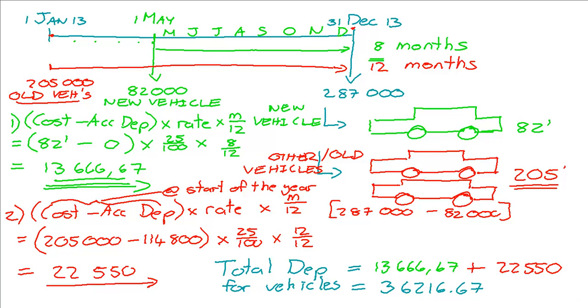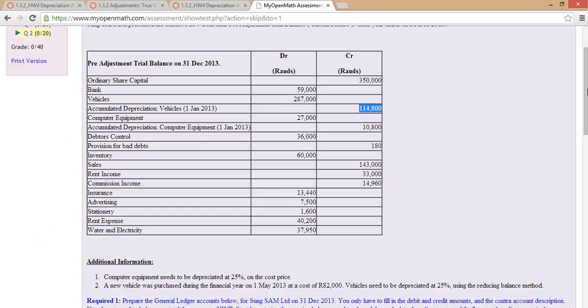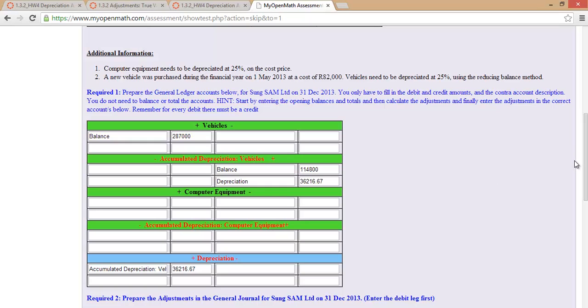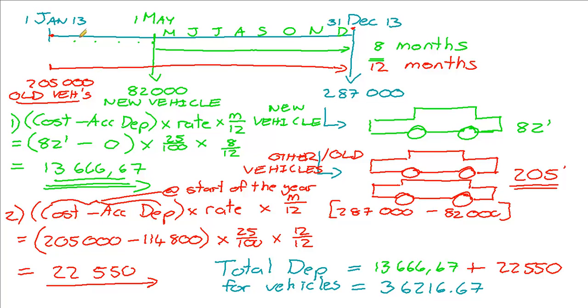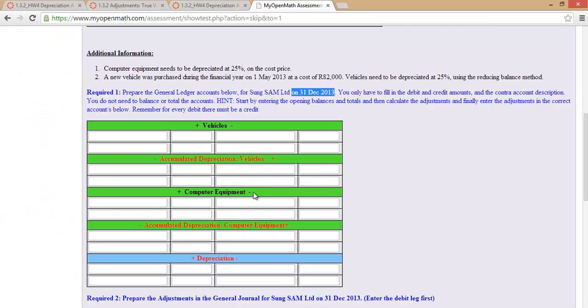Now we can account for this in our ledger, journal and trial balance. We know that the question asked us to prepare the general ledger on the 31st of December 2013. So because we were not required to prepare the ledger for the whole financial year from the 1st of Jan to the 31st of December, we're not required to account for all of these transactions that take place in between. We're only required to prepare the ledger on the 31st of December 2013. So in order to do that, we need to first include our opening balances on the 31st of December.